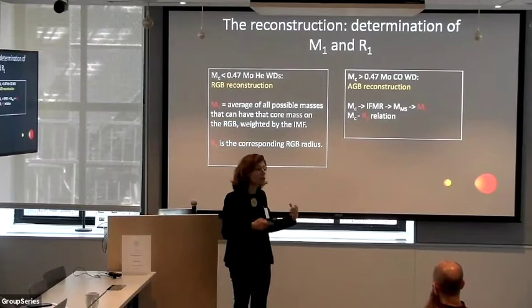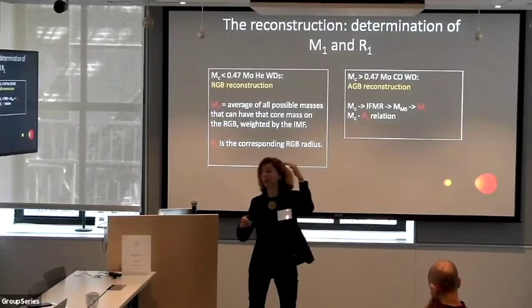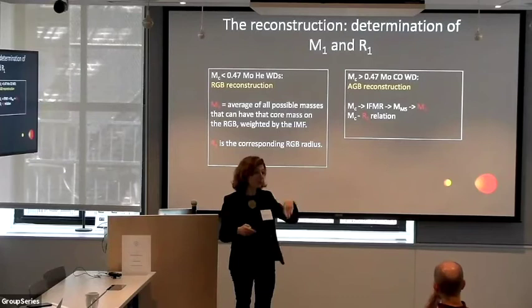But the problem is you don't know whether this was a massive RGB star that was caught in the common envelope early or a less massive RGB star that was caught in the common envelope late. So you have to find an average mass that will statistically fit the bill. And of course, you see the problem: you're going to have a mass which is statistical, it's going to have a big error bar. And that mass will have, of course, the corresponding radius.